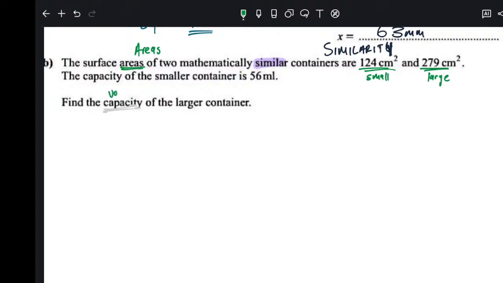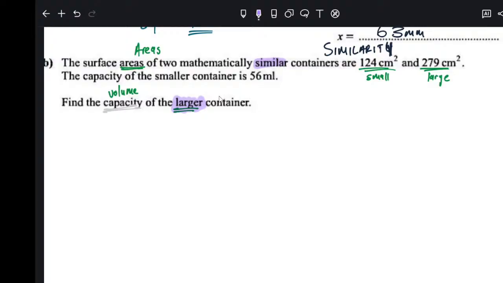Find capacity. We said capacity is volume. Find volume of larger. So who has something missing? Don't worry about the fact that they want volume. We are not yet thinking about volume. We know that they will want volume, but that's not what we are looking at. Listen to what you look at. You look at what in the first step. What have you been given for both? You've been given areas. You know the area of the small one. You know the area of the large one.